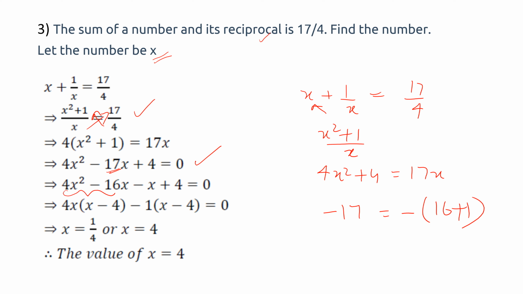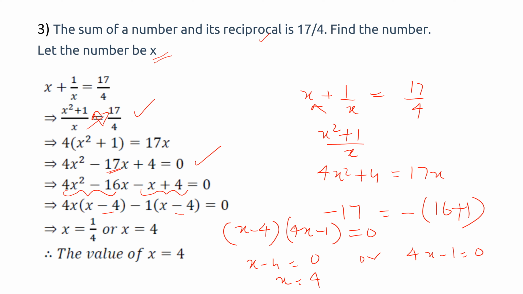So from the first two terms you take 4x outside so that you will get x minus 4 inside the bracket. From the next two terms you take minus 1 outside. Again you will get x minus 4. So x minus 4 is a common factor. Now what are the terms outside the bracket? 4x and minus 1. Now equate each of the terms to 0. X minus 4 equal to 0 means x is equal to 4. Now 4x minus 1 equal to 0 means 4x is equal to 1. So x is equal to 1 by 4.